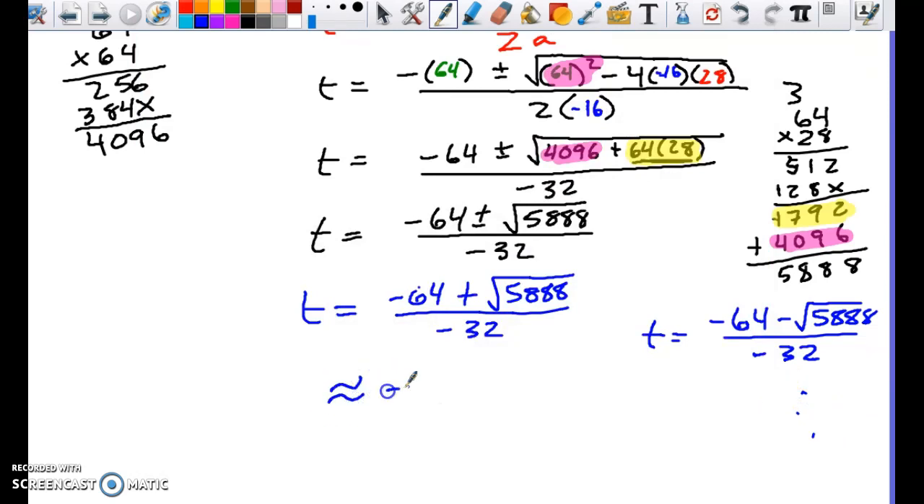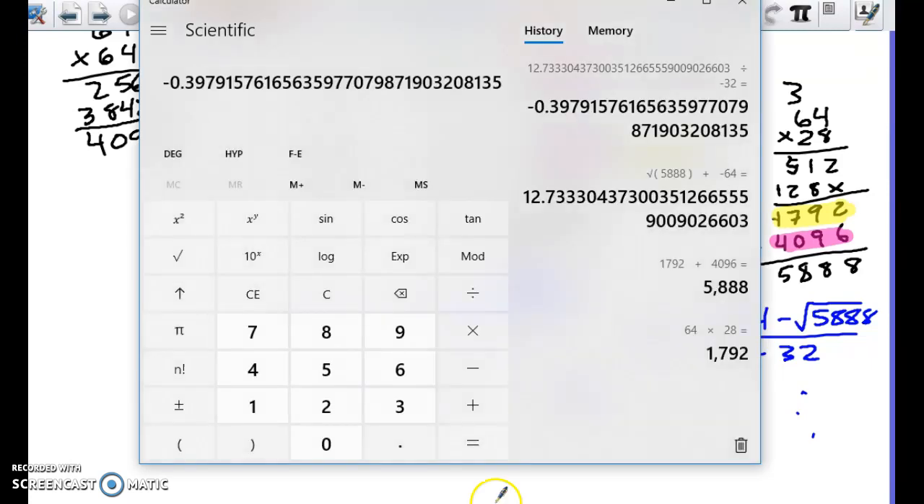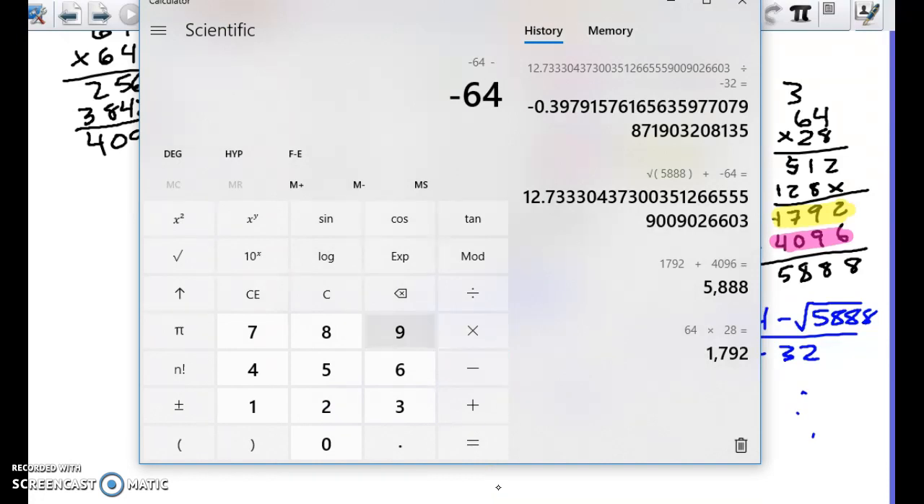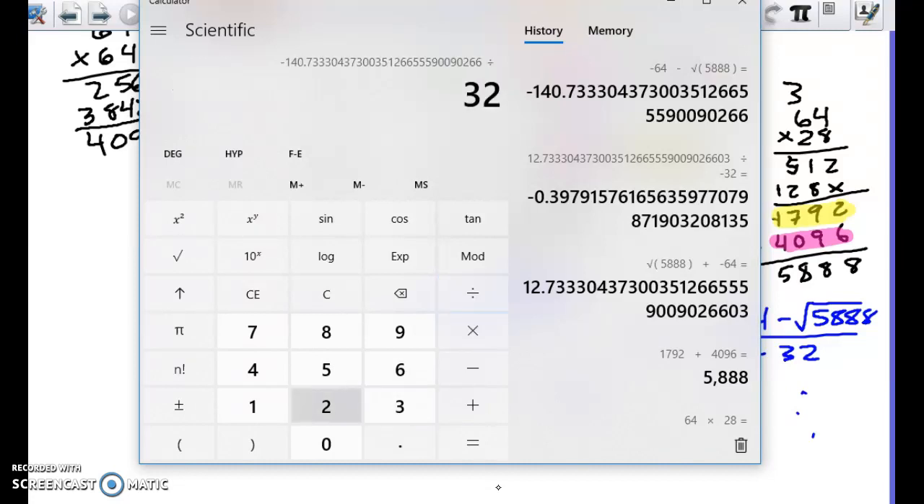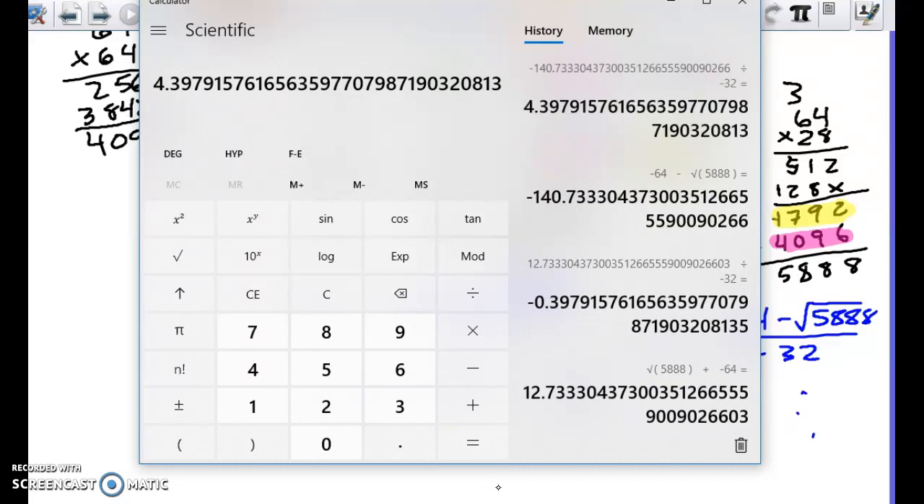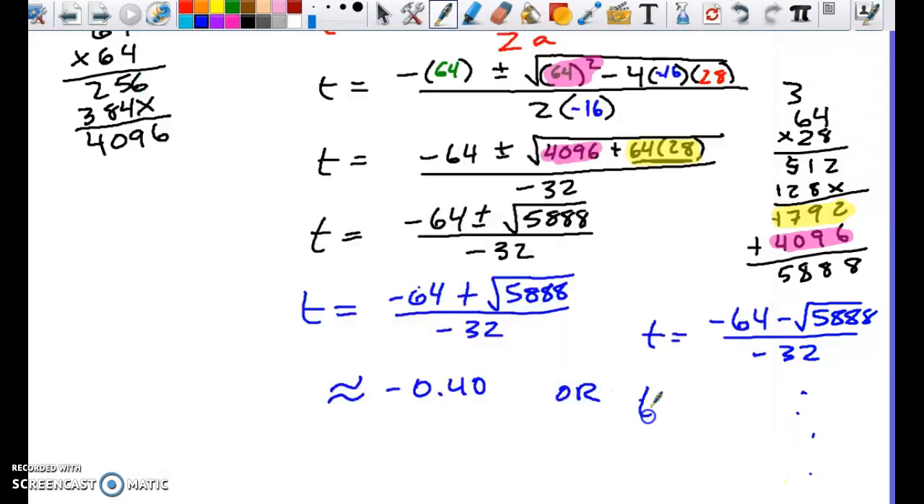It's going to be approximately negative 0.40, or the other version, I have to take that negative 64, and I'm going to subtract the square root of 5,888. Okay, and I get that number here, negative 140.733, and now I'm going to divide that by negative 32. I get my answer of 4.397 or 4.40. So t is about 4.40 or negative 0.40.